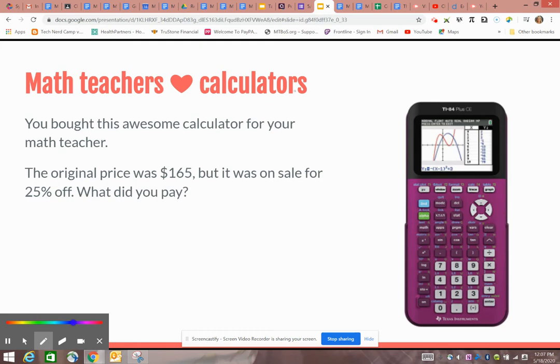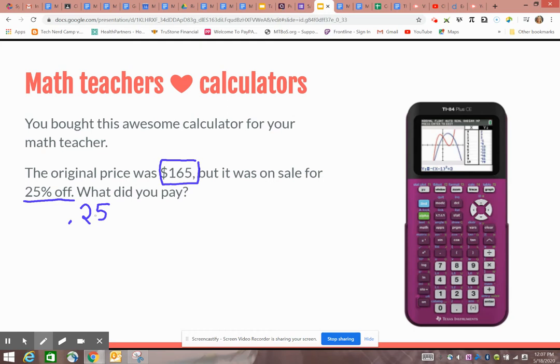First of all, again, let's think about our part to whole relationship. The original price, that is our whole amount. And we are getting a sale for 25% off. So what we want to know first is what is that discount amount so that we can take it off to find our sale price. So once again, this 25%, I'm going to think of that as 0.25 because that's a whole lot easier to work with.